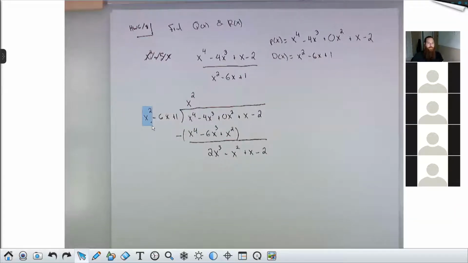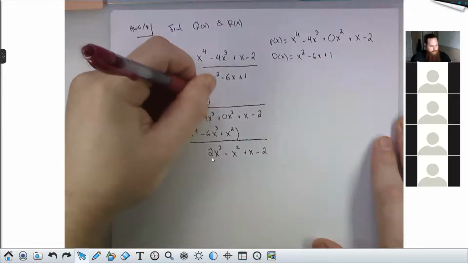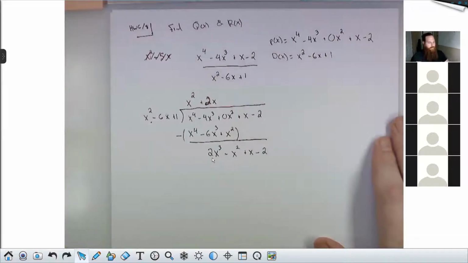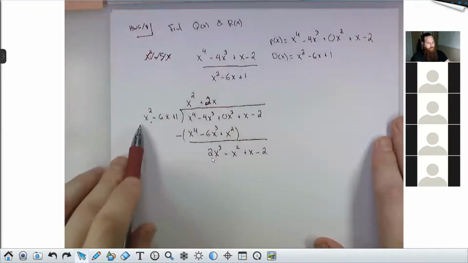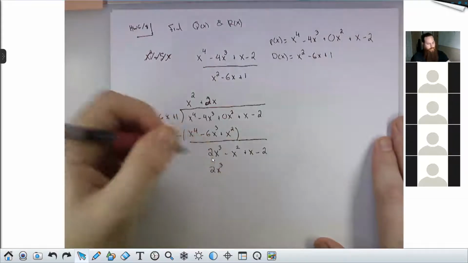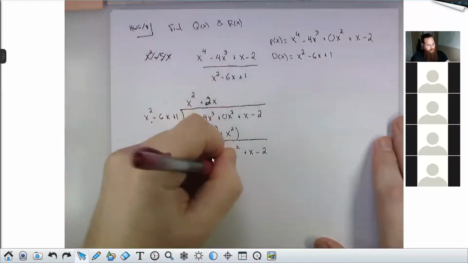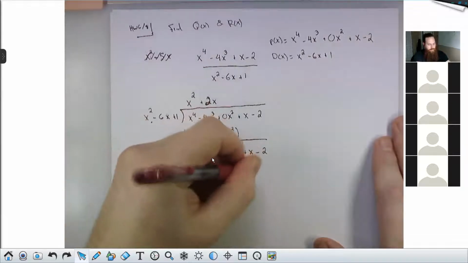By what polynomial must I multiply x squared in order to turn it into 2x cubed? Well, that's 2x. Yeah, 2x times x squared is x cubed. Perfect. So up here, I write plus 2x. And then I'm going to take this plus 2x and distribute it over this guy. So plus 2x times x squared is 2x cubed. That was by design. 2x times negative 6x is minus 12x squared. And plus 2x times 1 is plus 2x.